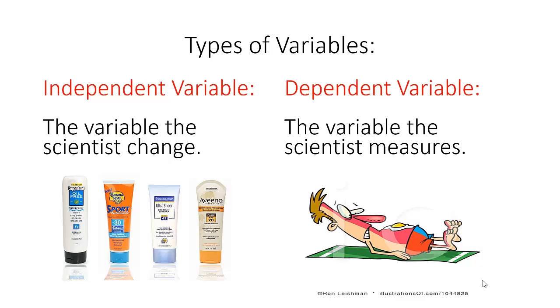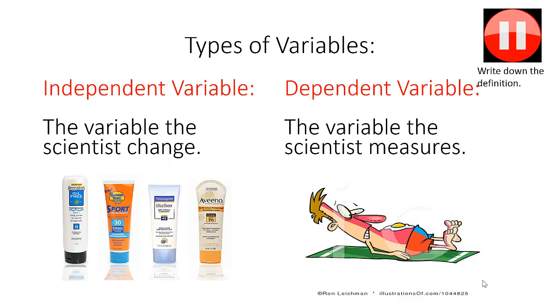The second type of variable is the dependent variable. This is the variable that the scientist measures. And in Mr. Schmidt's case, he measured how much sunburn he got each day, depending on how much sunscreen he applied. Pause this video and write down the definition of independent variable and dependent variable.